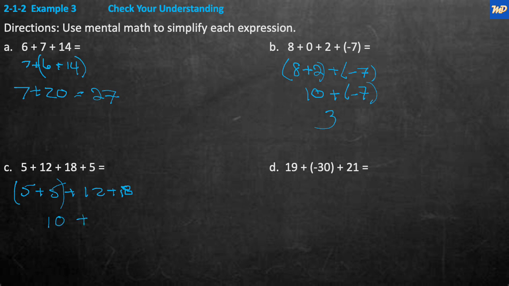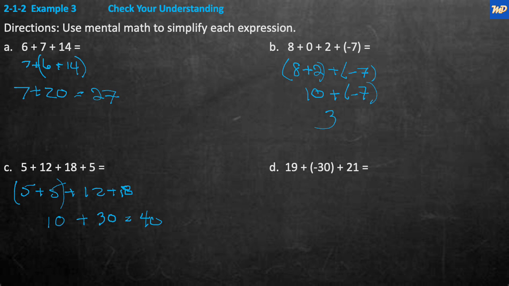Well, 12 and 8 is how much? 12 and 8 is 20, but it's 18, so that makes it 30. Or you could look at it as 1 plus 1 is 2, plus another 10, it makes it 3, so it's 30. Now, however you do it, you end up with 30. 10 plus 30 equals 40. Okay?